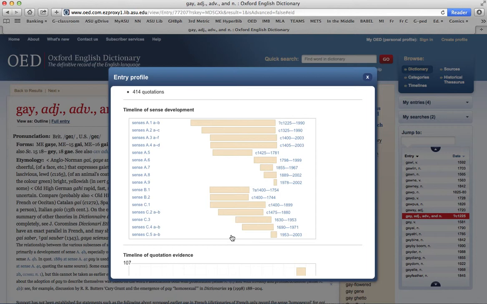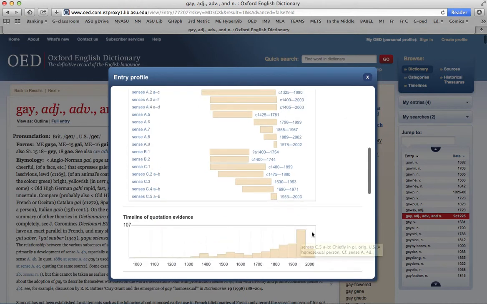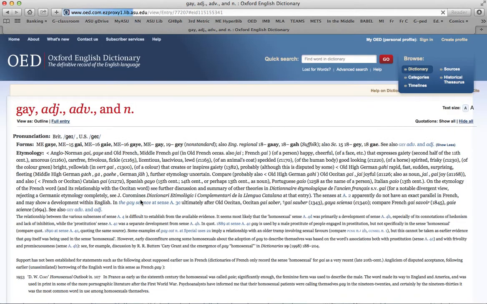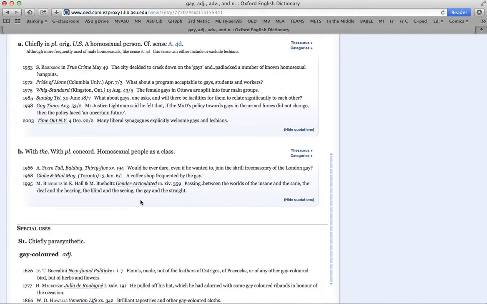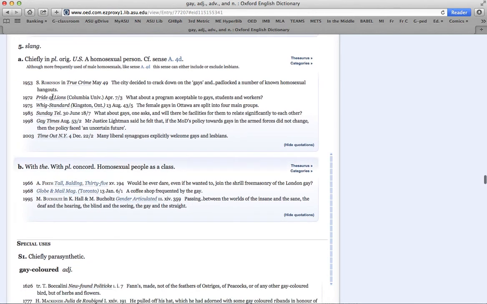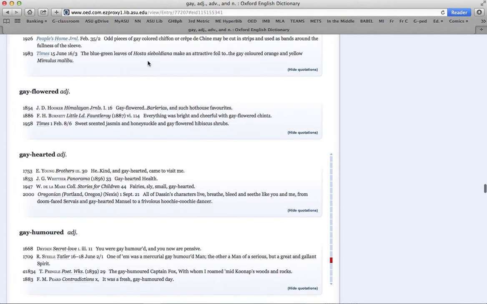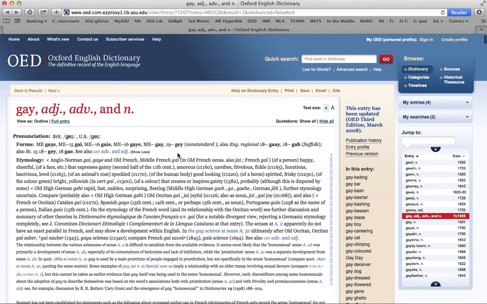So if you look all the way down here, senses C.5 A through B, a little garbled. That's what was most commonly used between 1953 and 2003. So that's going to be our common usage now, one of them anyways. So you can click on it, and it'll take you right down there to Sense 5, slang. Chiefly in the plural, originally in the United States, a homosexual person. And reading through this will give you a sense of the different uses, when you have a word with a lot of uses.